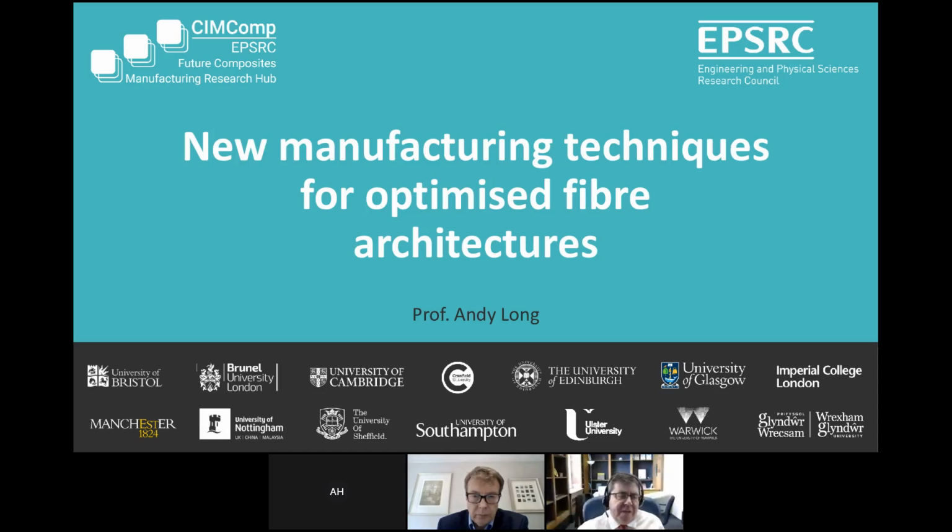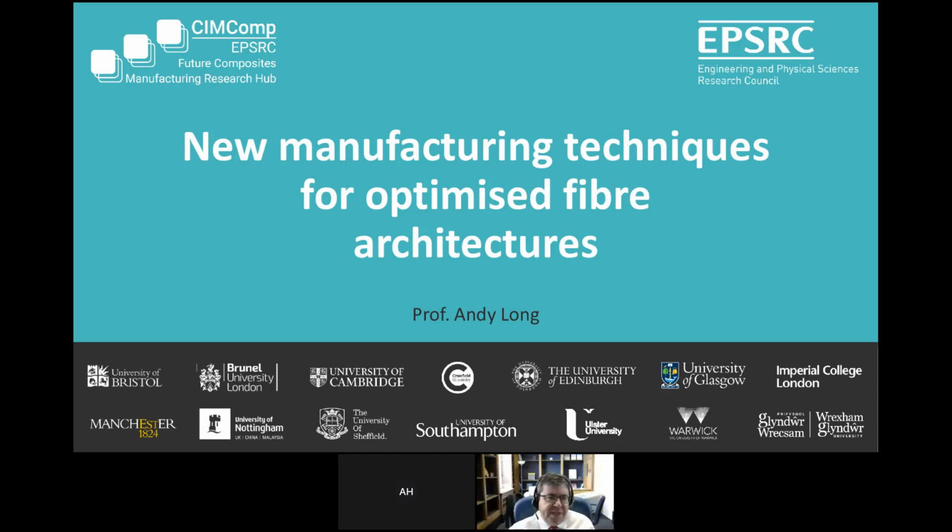I'm going to give a bit of an introduction to the project, and then my colleagues are going to give you a lot more detail. The project we're talking about is called New Manufacturing Techniques for Optimized Fiber Architectures, and it's really about how we make particularly 3D preforms for composite materials. How do we improve their performance? How do we optimize their performance? And also, what manufacturing techniques can we develop to make new material forms that give us the properties that we really want?